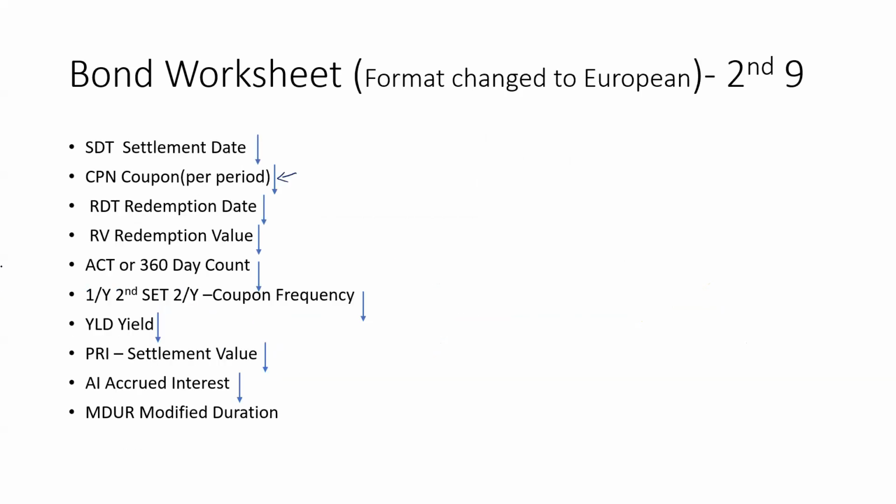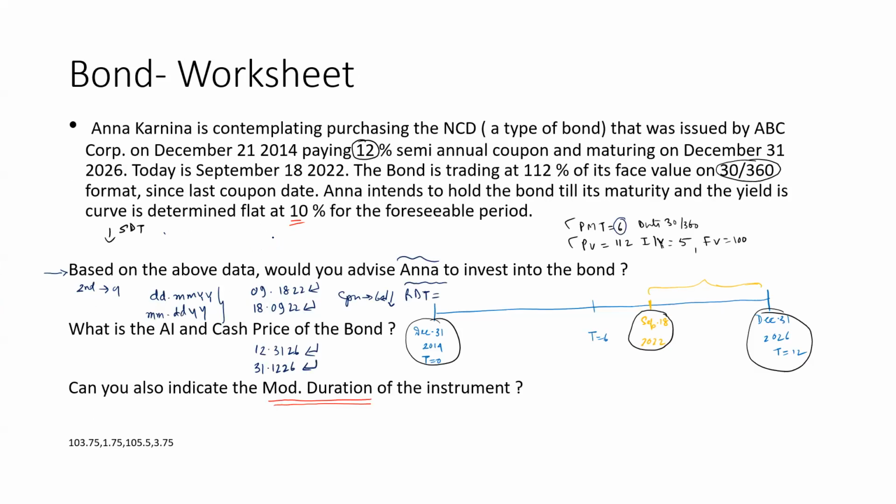Press the down key and you will see RV. You'll see RV. Am I right? Yes, sir. So RV, the default value will be 100. Is it 100? Yes, sir. Leave it as it is. Press the down key. What is appearing?